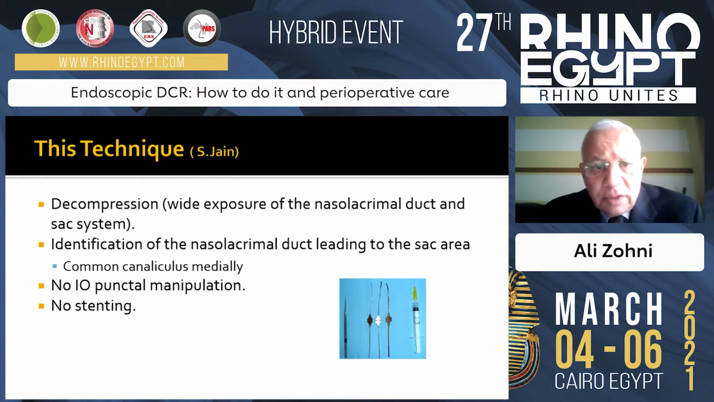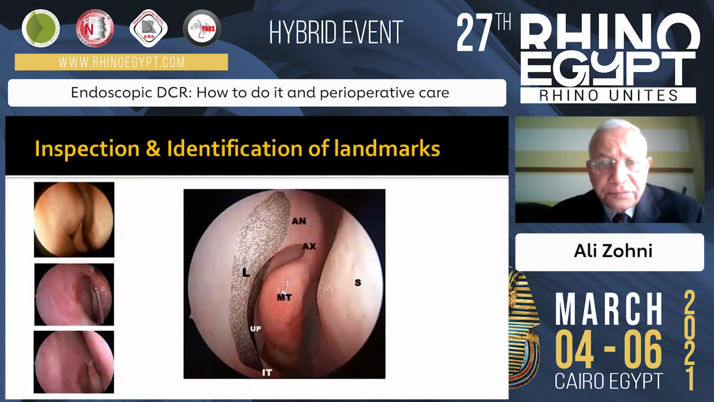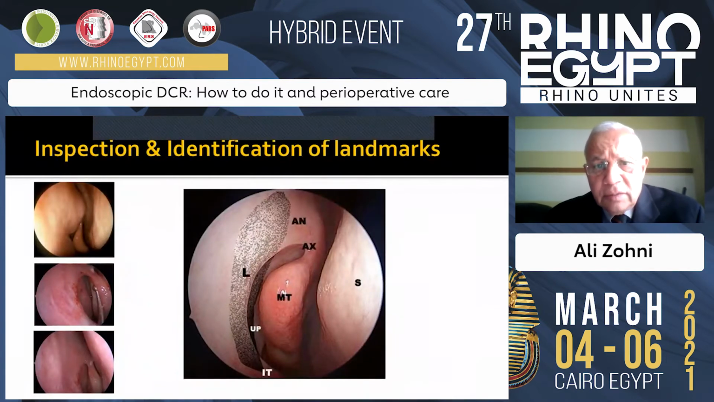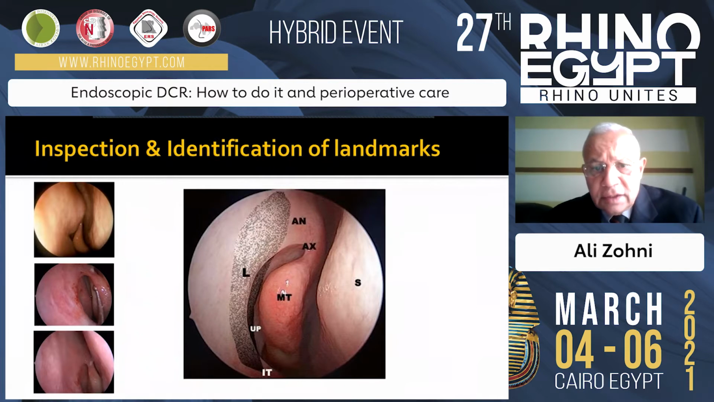We don't do any punctal manipulation, and we don't use stents postoperatively. The first step in the technique is to identify the important landmarks like the maxillary line, the axilla of the middle turbinate, the agger nasi cells, the uncinate process, and the inferior turbinate.